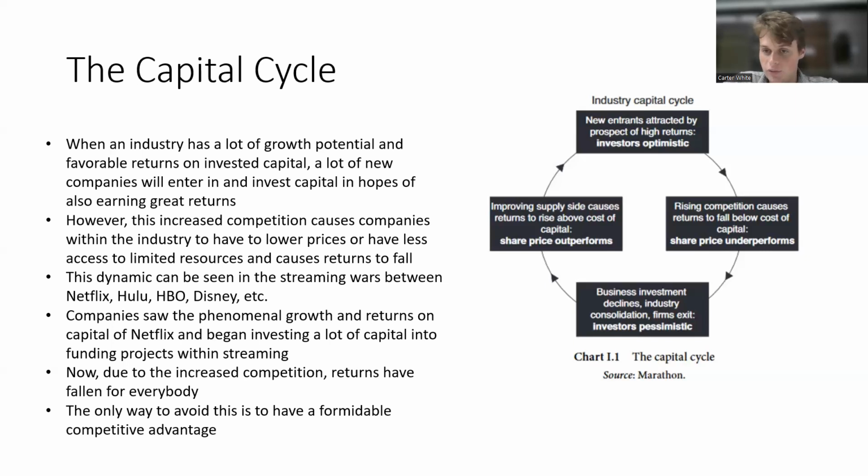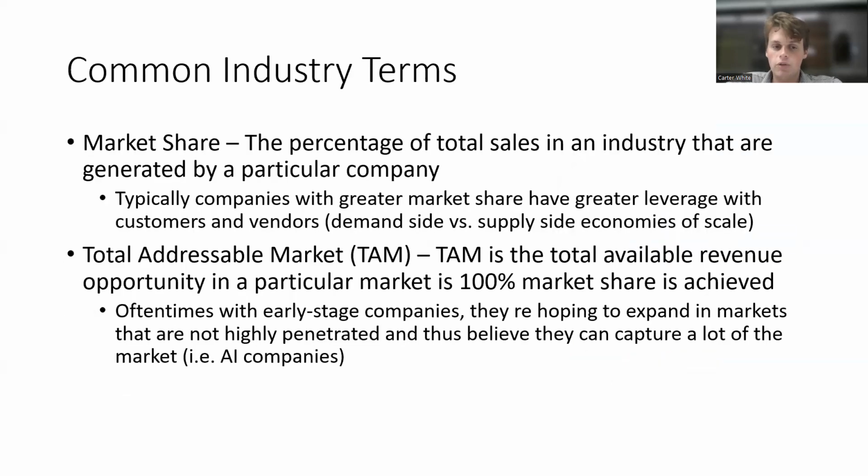So that's an advantage of Netflix: they're not at the mercy of the capital cycle like some of these mediocre streaming companies are. They can hopefully generate high returns on capital regardless of what's going on here, although it might affect them a little bit. So I just wanted to go over some common industry terms.